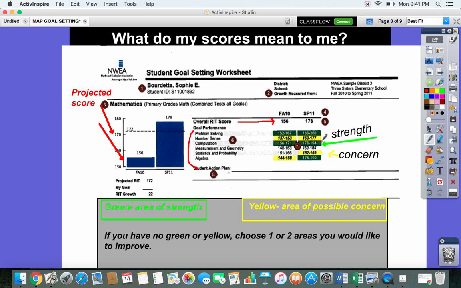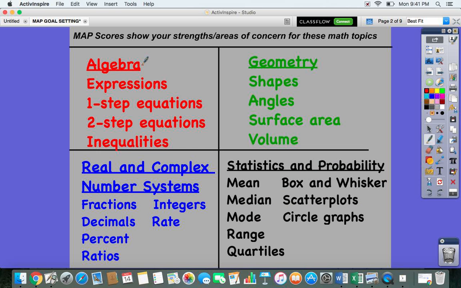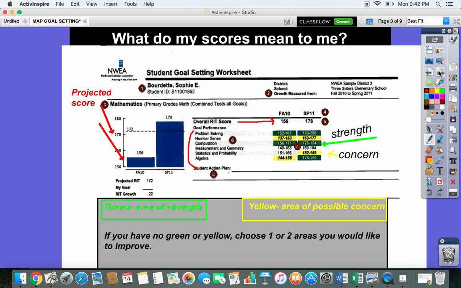All right. So using this goal setting worksheet, I'd like you to keep that in front of you. And I want you to think about one area that's a possible concern for you. That would either be something that's in yellow or maybe you have nothing highlighted at all. So thinking about these math topics, algebra, geometry, number systems, and stats and probability, looking at what's asked of you in those areas, what would you like to choose as your goal area, something that you'd like to improve upon?